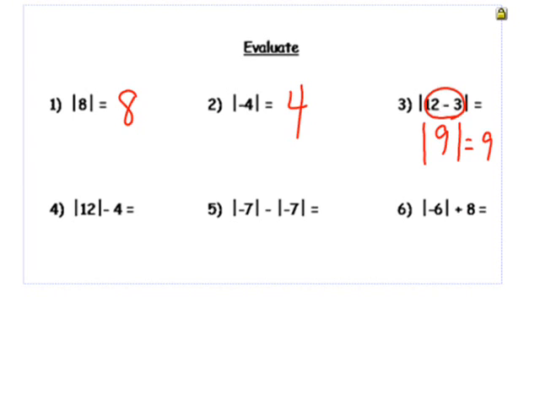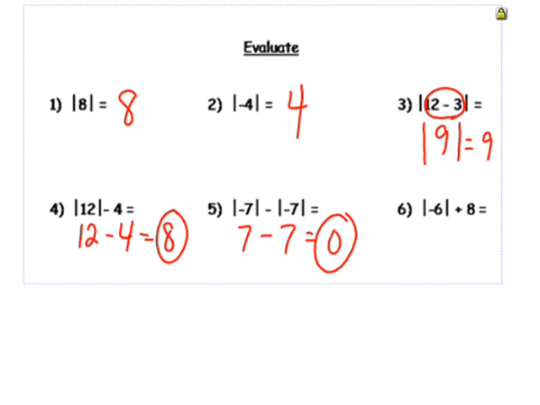What's the absolute value of 12 minus 4? That would be 8. What is the absolute value of 7 minus the absolute value of 7? That would be 0. And our last example, what's the absolute value of negative 6 plus 8? That would be 6 plus 8, and that would be 14. So that's what absolute value is.